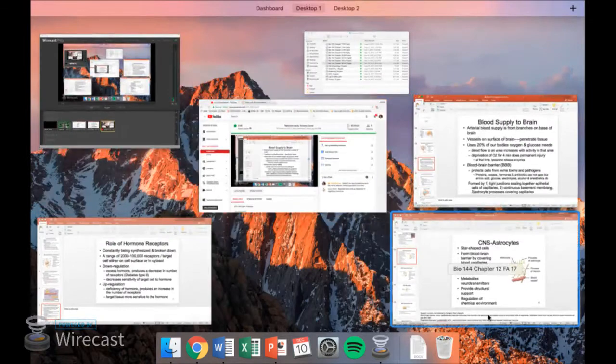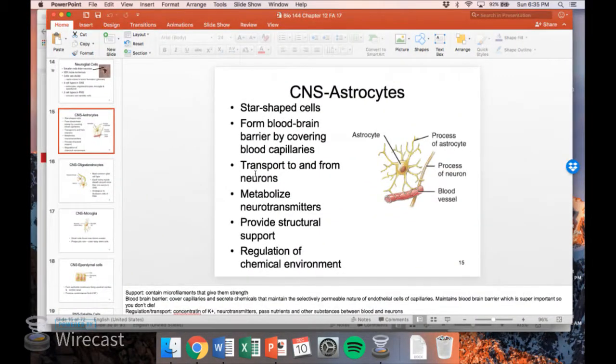So we can go over to a different set of slides here and see that one of our glial cells, in our central nervous system, these are our astrocytes, are going to form the blood-brain barrier. Here's our astrocyte here. We call it an astrocyte because it looks like a star. Astro meaning star, cyte meaning cell, so it's a star cell. Congratulations, astrocyte, you're a star.